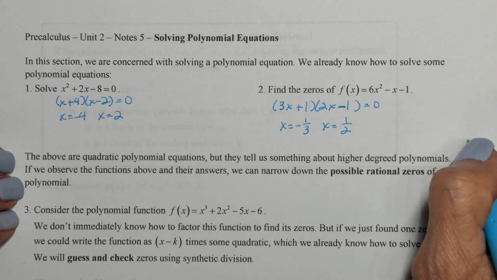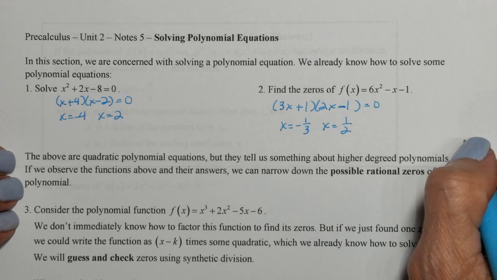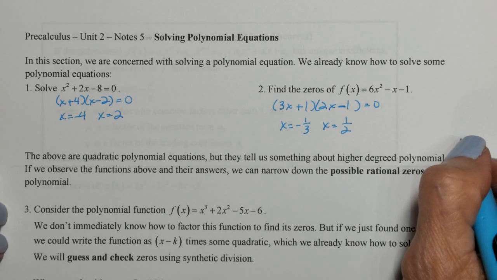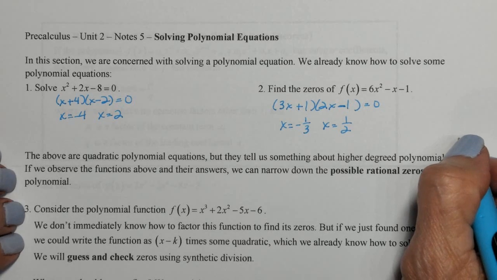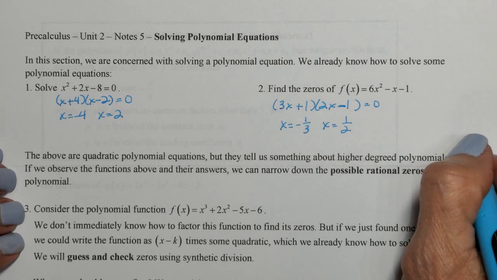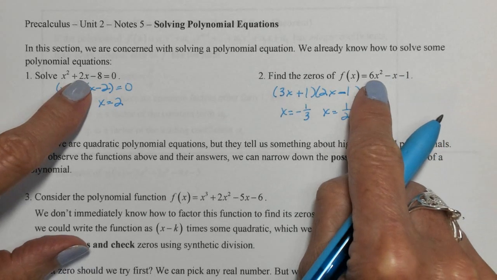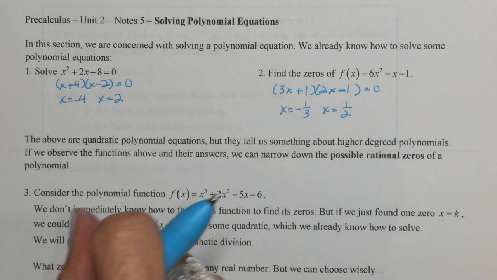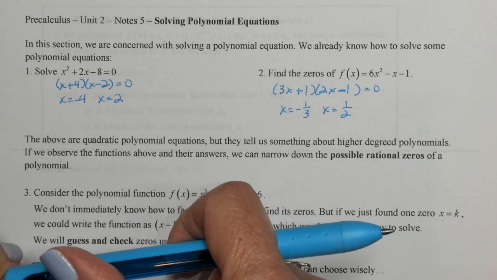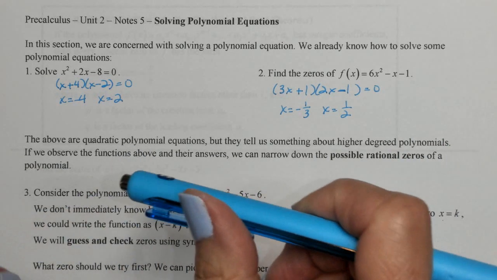If you can factor, factor. Same thing with degrees higher than 2. If you can factor, factor. If you cannot factor, that's when things get more interesting. If we couldn't factor that, I would be using the quadratic formula or completing the square, one of the two.